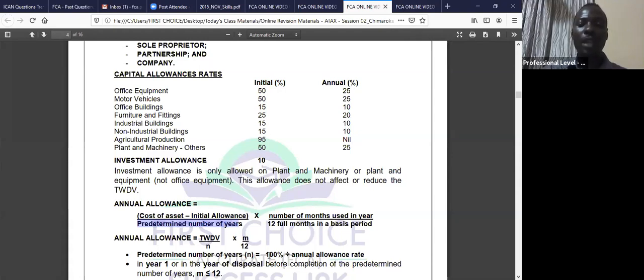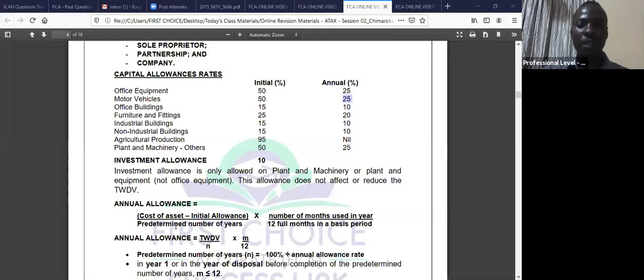We do it with the annual allowance rate. We say 100% divided by the annual allowance rate that corresponds to the asset. That will give you the number of years. If it is an office building, which is 10%, we say 100 divided by 10, which gives you 10 years. If it is a motor vehicle, you say 100 divided by 25, you have 4 years. So that's how we get the number of years.